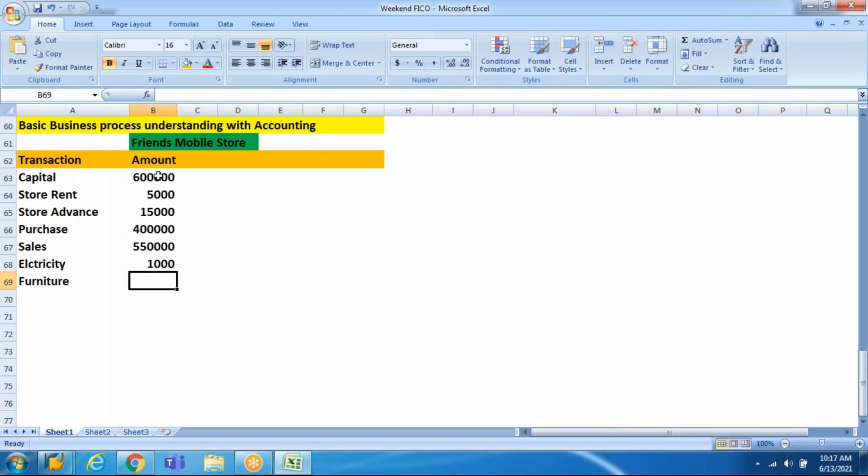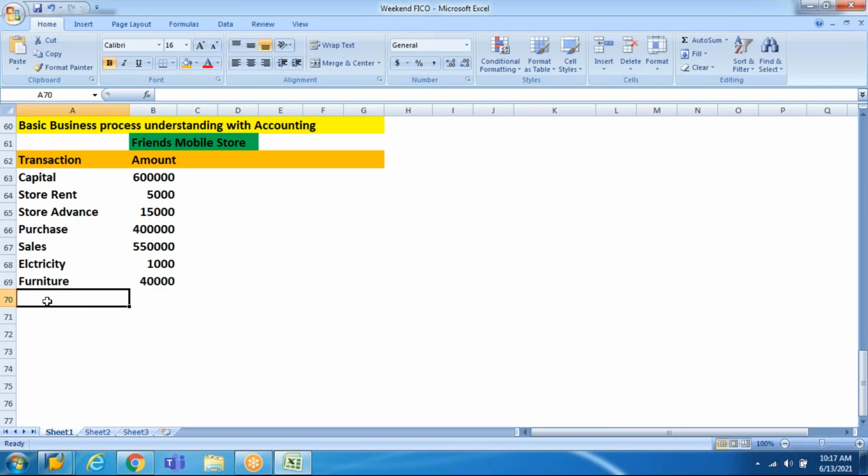Because out of your capital of 6 lakhs, you have already invested 20 plus 4 lakh. So 4.20 is already invested. So what is your available amount in hand? Can you invest 40 or 50,000 on furniture? Okay, let's take 40,000. Right.